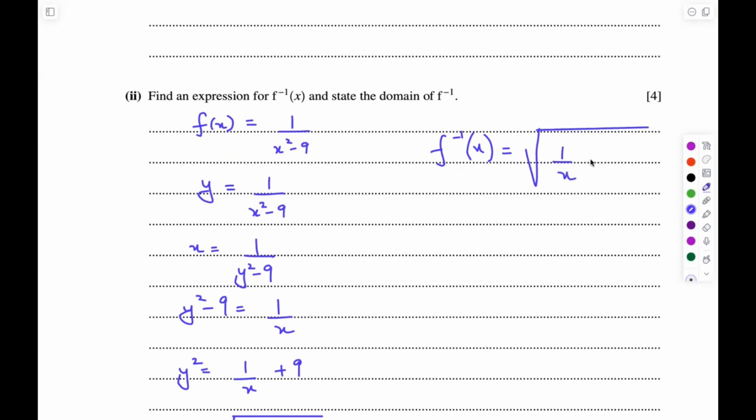Now to find the domain of f inverse, we know that the domain of a function is basically the range of the other function. So to find the domain of f inverse, we basically need to find the range of values of x.